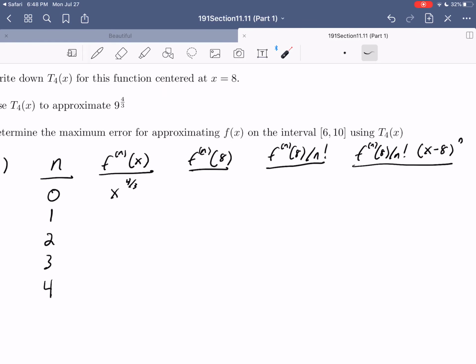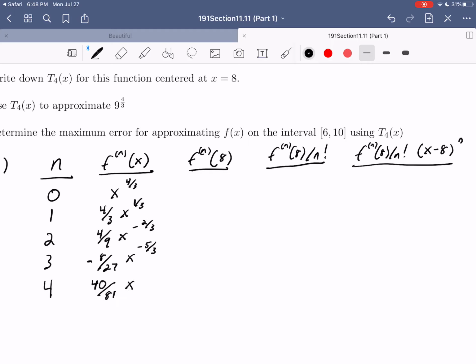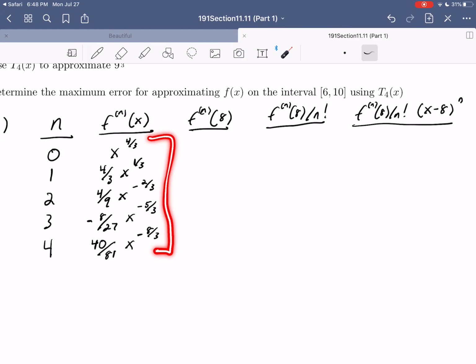Okay, let's go ahead and get the derivatives here. First derivative, drop that 4/3, x to the 1/3. Differentiate again, 4/9, x to the minus 2/3. Differentiate again, looks like minus 8 over 27, x to the minus 5/3. Differentiate one more time, looks like we get 40 over 81, x to the negative 8/3, something like that. Again, doing the arithmetic here is fine because we're not looking for a general pattern. We just want to actually get the literal values here.